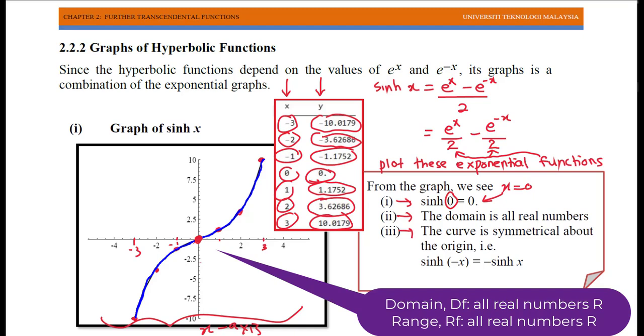The domain is the x-axis, so all real numbers, and the curve is symmetrical about the origin. When you sketch this one, you will get it like this. So we call the graph symmetrical about the origin, and the last one is sinh negative x is equal to negative sinh x. This is similar to sin negative x equal to negative sin x.